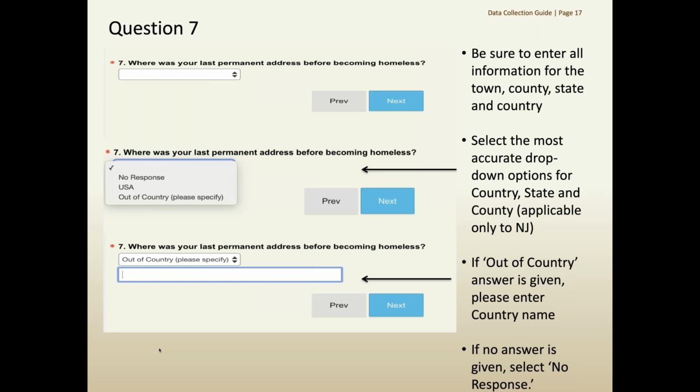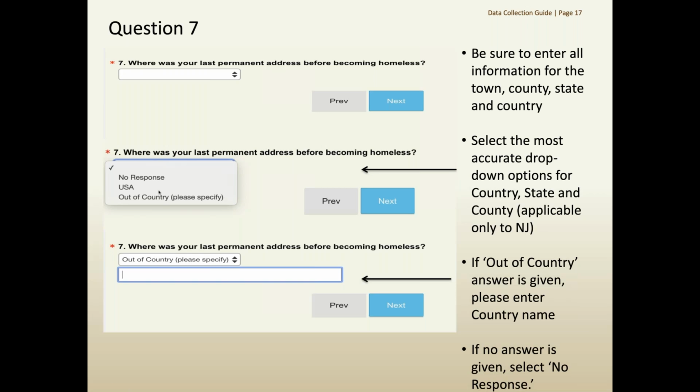You're going to get a drop down. So again, like we did before when you selected Union County a couple slides ago, and then the townships were auto-populated, this is what's going to happen again. So you're going to select the most accurate: no response, USA, or out of country. If you select USA, then you will get drop-down options for the country, state, and county.